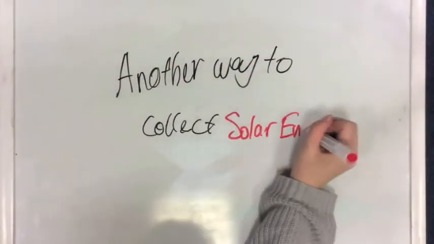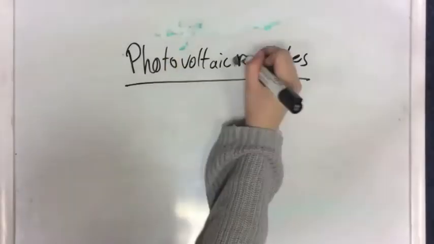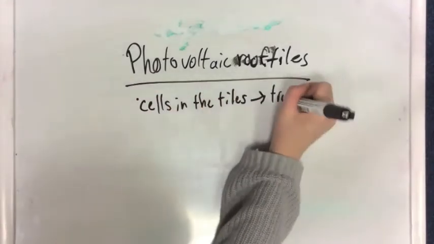Another way to collect solar energy without solar panels is through photovoltaic roof tiles. The cells in these roof tiles are used to trap sunlight and convert them into electrical energy.